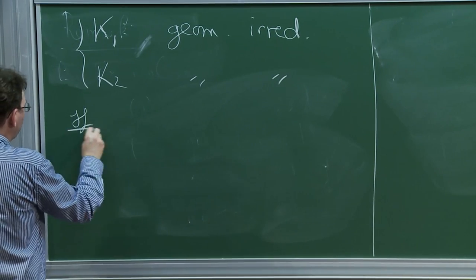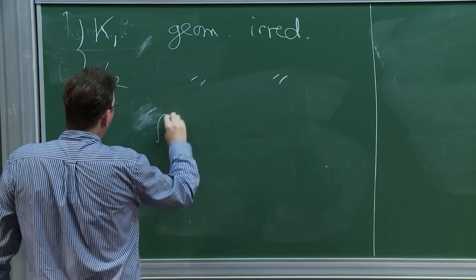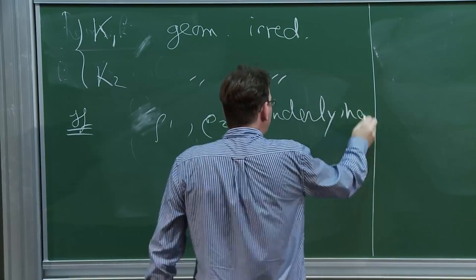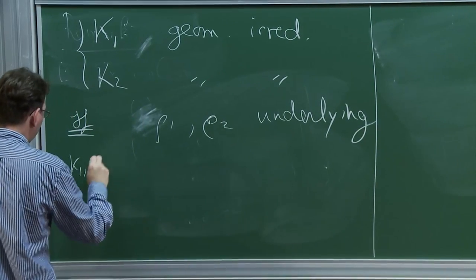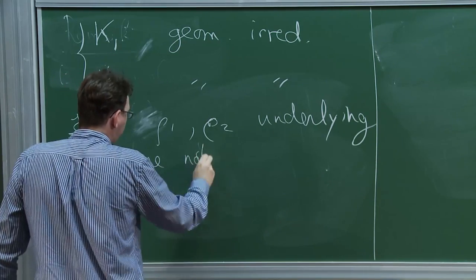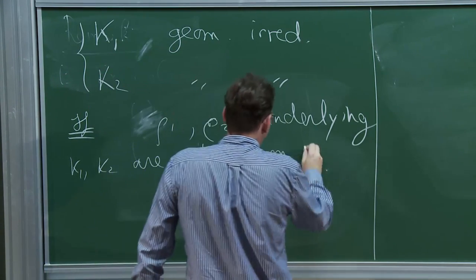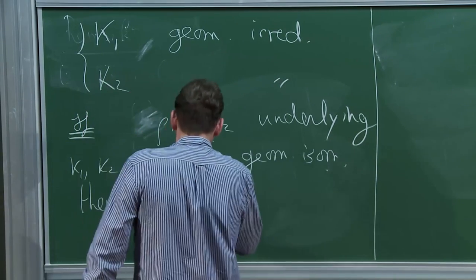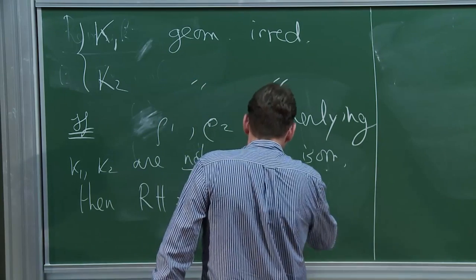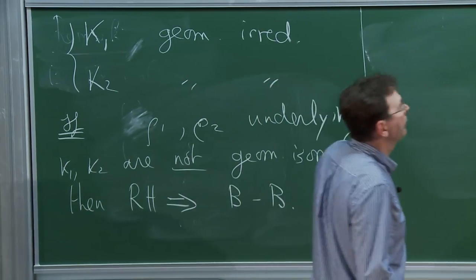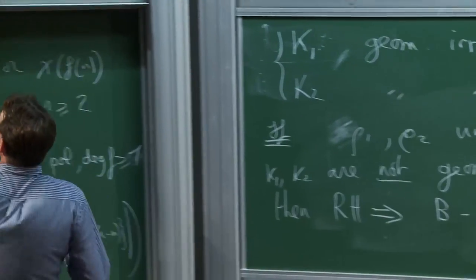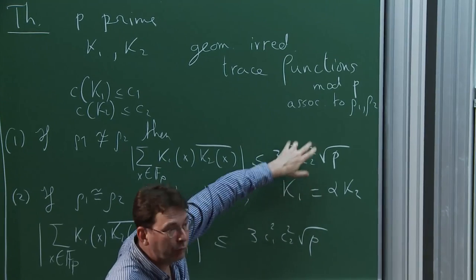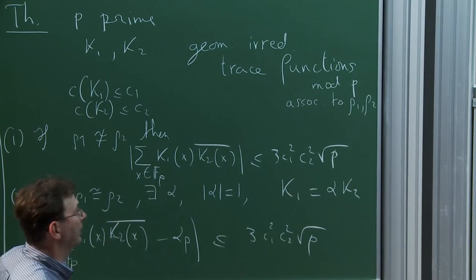So if K1 and K2, or the underlying rho 1 and rho 2, are not geometrically isomorphic, then we are done. Then RH gives Birch-Bombieri. Because this estimate, the first part, so the C1 squared, C2 squared, is bounded by an absolute constant, so this is exactly what I said.